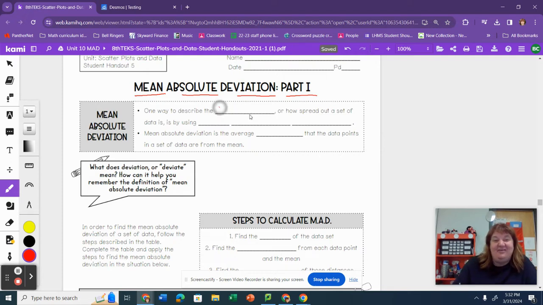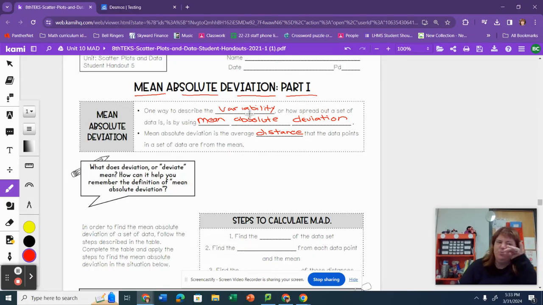One way to describe the variability, or another way is the spread of a set of data, is by using mean absolute deviation. Mean absolute deviation is the average distance, the average. So you're taking the average of the distance that the points in a set of data are from the mean. So you're going to have to find the mean, and then you're going to take the average distance.